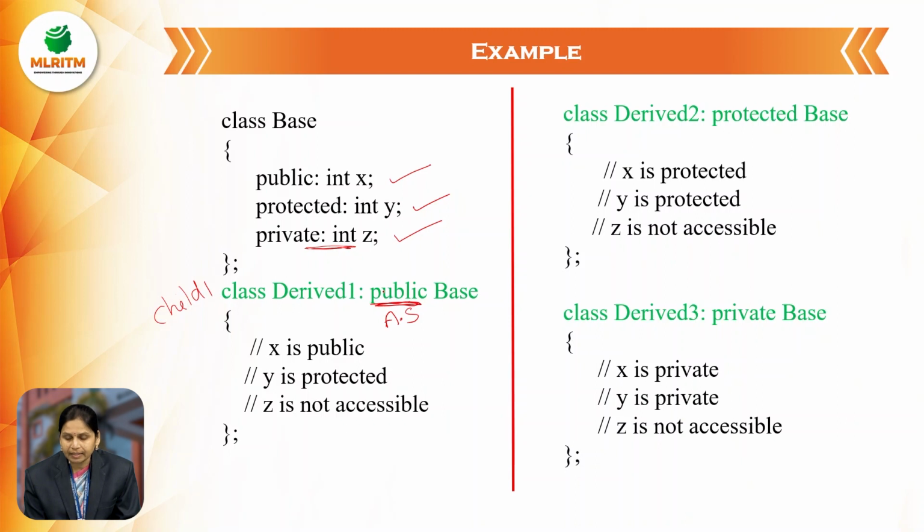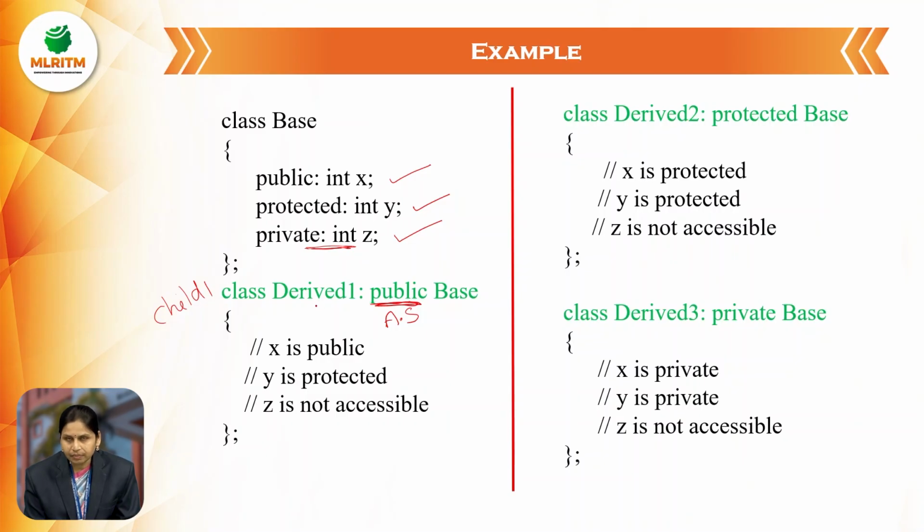When we inherit the base class members publicly into the derived class, public stays public, protected stays protected, and private variables cannot be accessed. Anywhere, we cannot access private members. The private members cannot be accessed outside the class. This is the first child class.